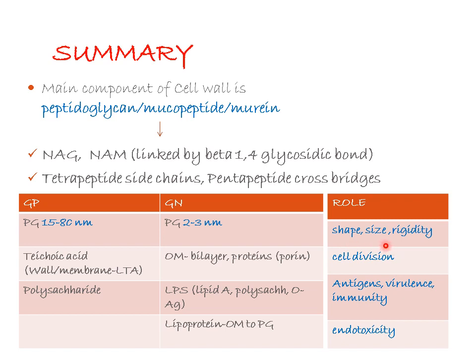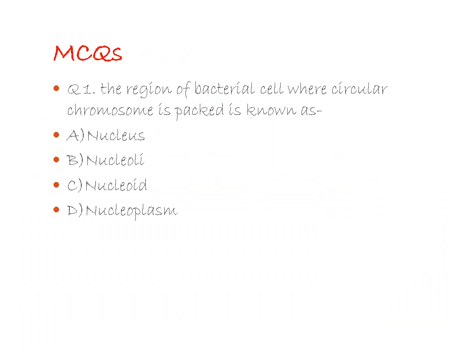Now what is the function of this cell wall? This cell wall provides shape, size, rigidity to the bacterial structure. It is helpful in cell division. There are various antigens on the surface of the cell wall because of which there is virulence, and it provides immunity since antibodies are formed against these antigens. And then it also provides endotoxicity, which is a function of lipopolysaccharide. Endotoxicity means various functions like lethality. Now we have come to the MCQ portion.